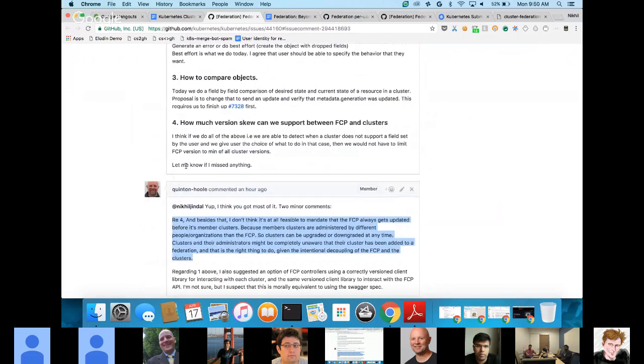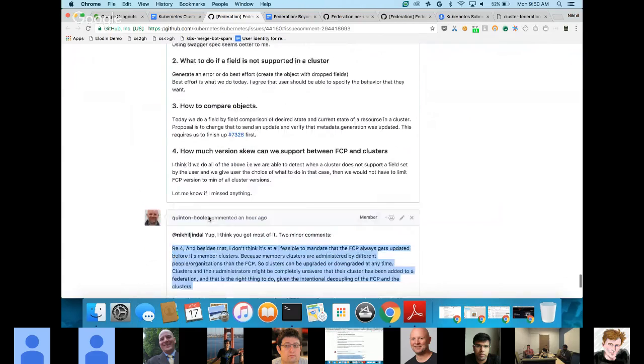We won't be able to mandate specific FCP versions because they can be administered by different people. Someone else is having a federation and the underlying cluster admin doesn't even know that it's part of the federation. And so we cannot even mandate that. So I wanted to make sure others also agree at least to this part.